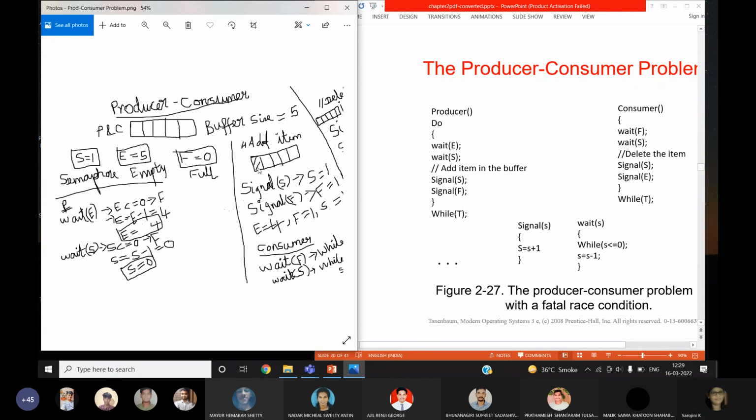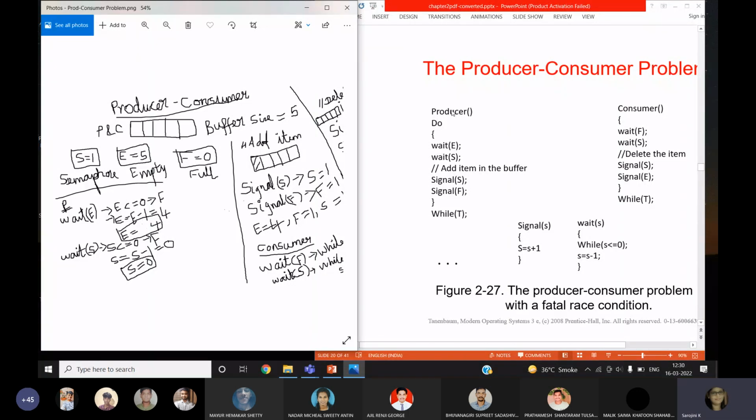Now assume that the process is adding an item. That means the producer is now inside the critical section. Which is the critical section here? This buffer. The buffer is a critical section. So the producer is currently inside the buffer.